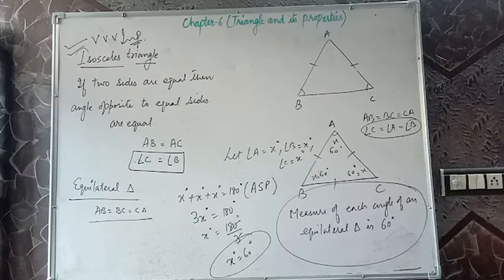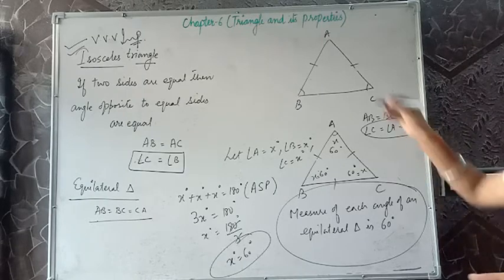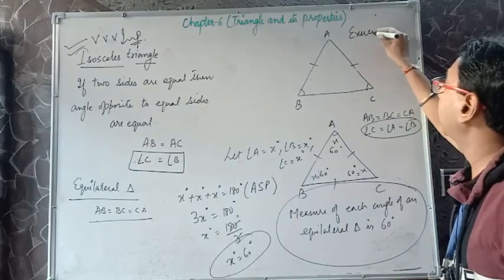By this, the basics, the theory of chapter triangle and its properties, ends here only. In the next video, we'll discuss the exercise 6.5.